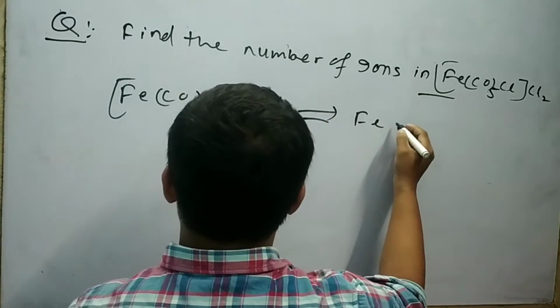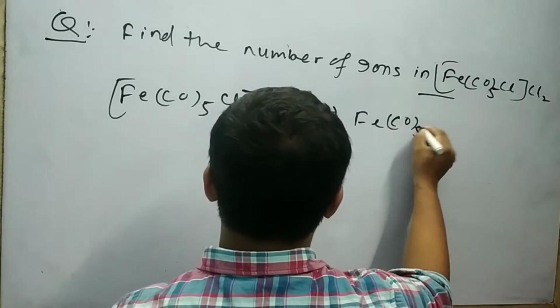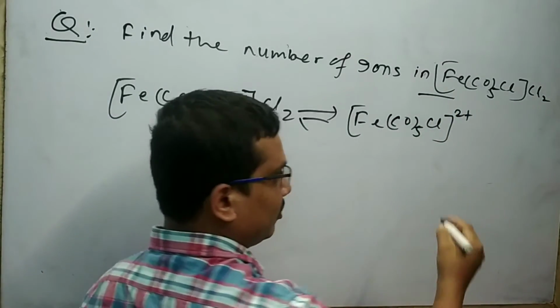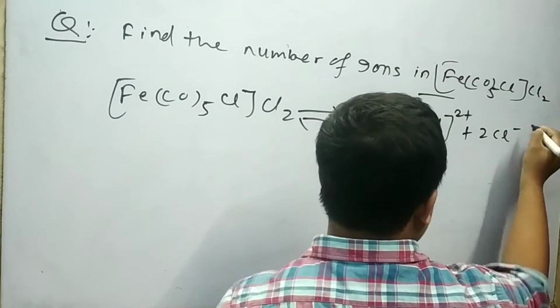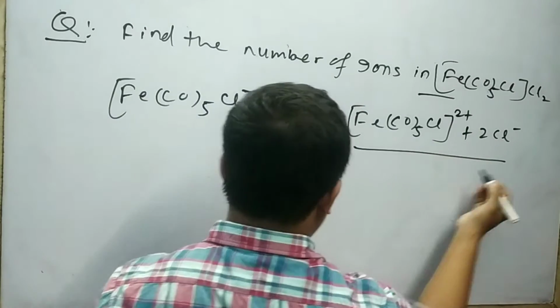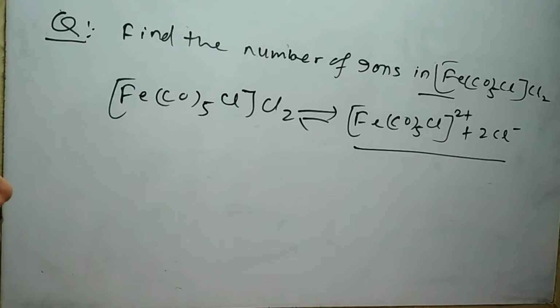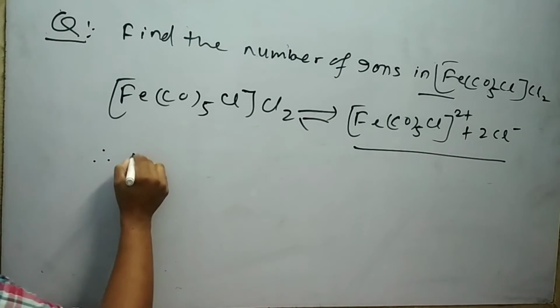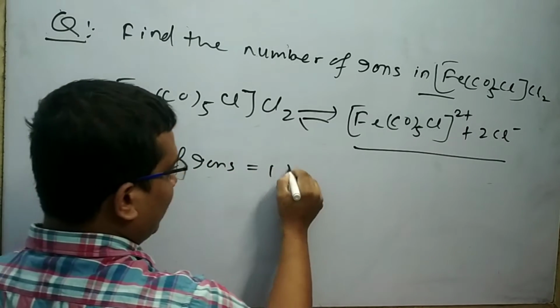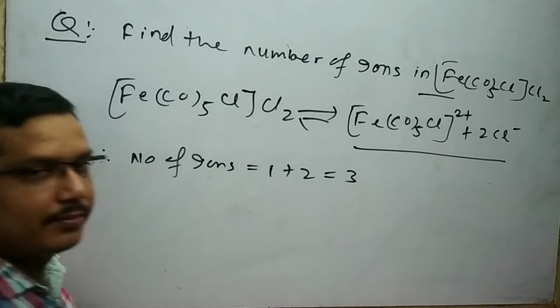One is your [FeCO5Cl2]+, and another 2 is your 2Cl−. So there are totally 3 ions. So our question: find out the number of ions. The number of ions equals 1 plus 2, that is 3.